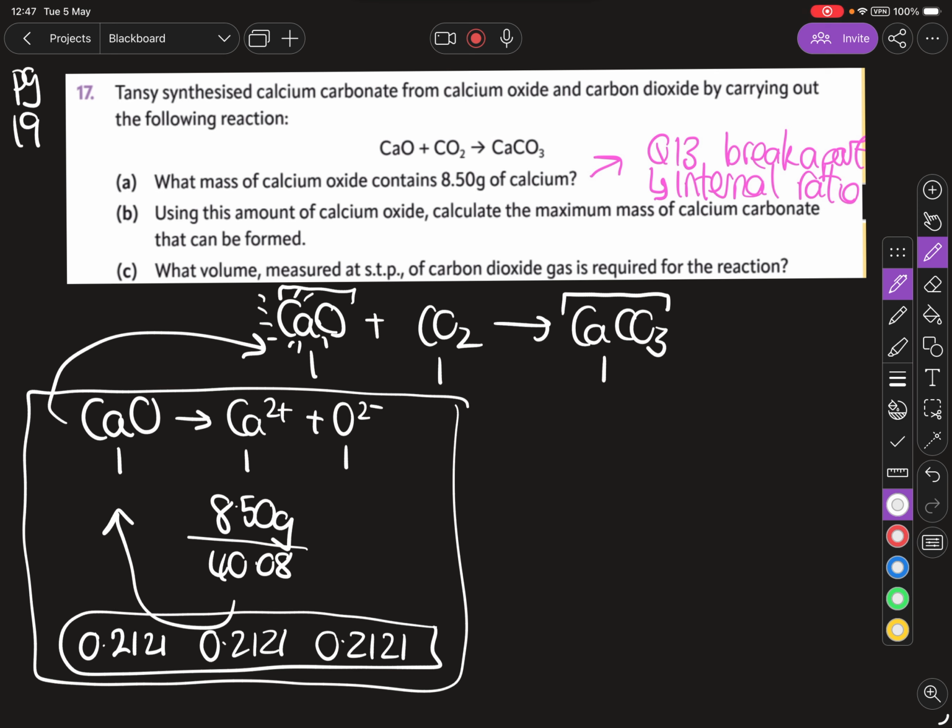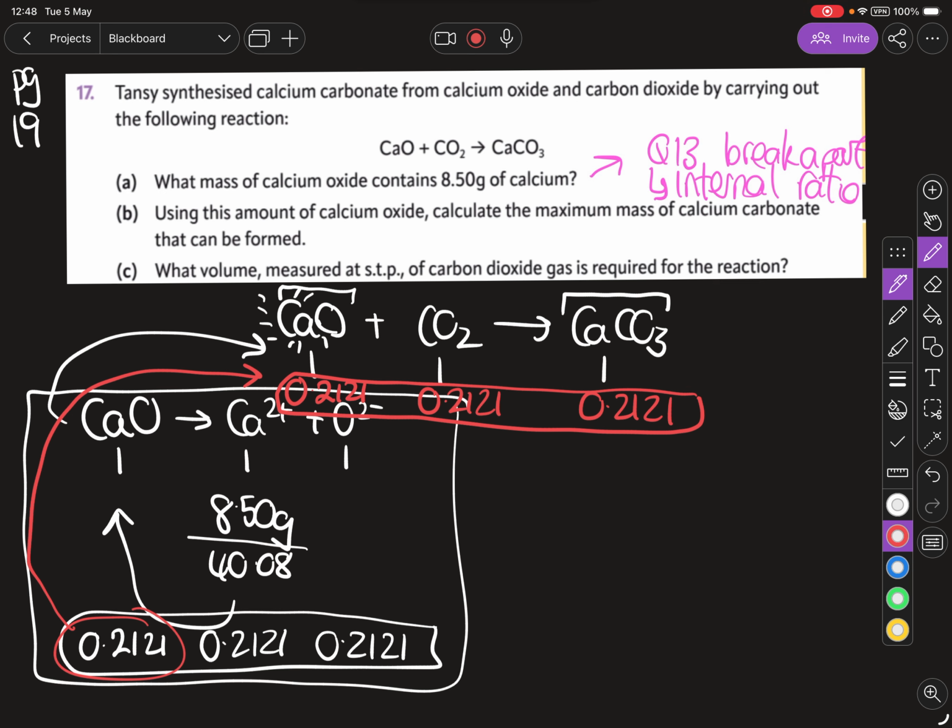Because I now know what this is, I can now transpose it up into here. So we know that this is 0.2121, this is 0.2121, and this must be 0.2121. So just from grams of an element in a compound, I'm able to find its moles in a compound, and now I can rewrite my ratio as moles for the rest of the equation.